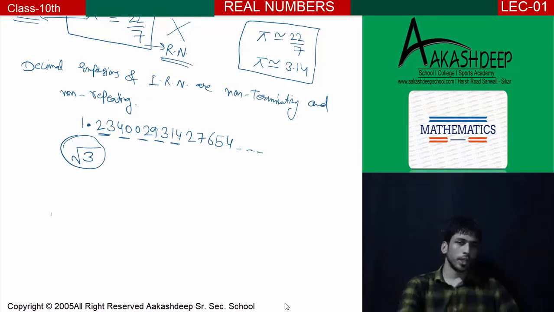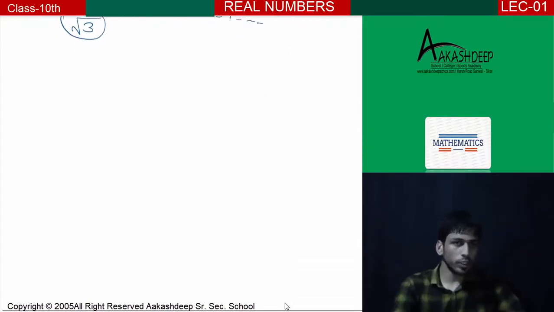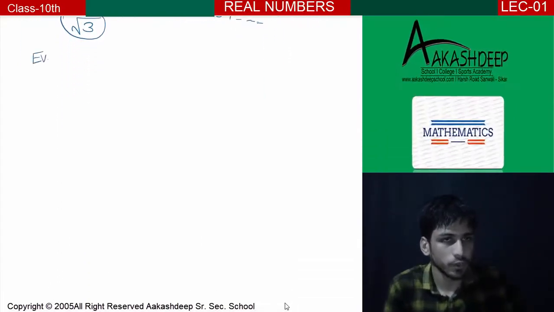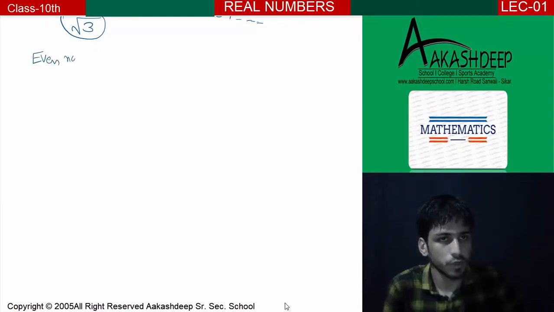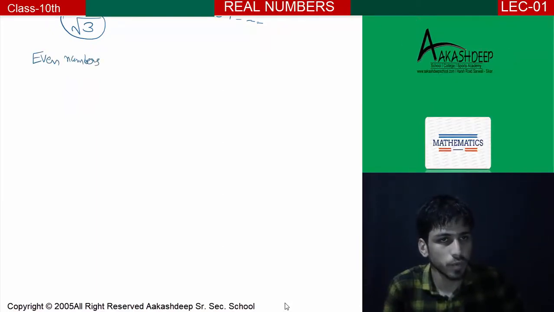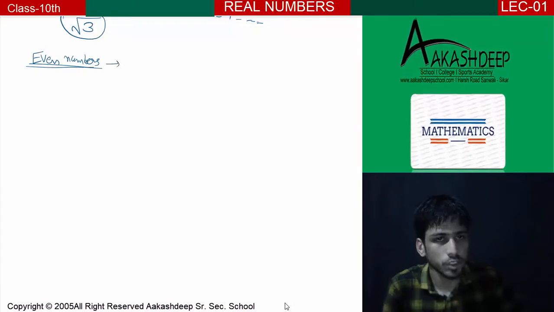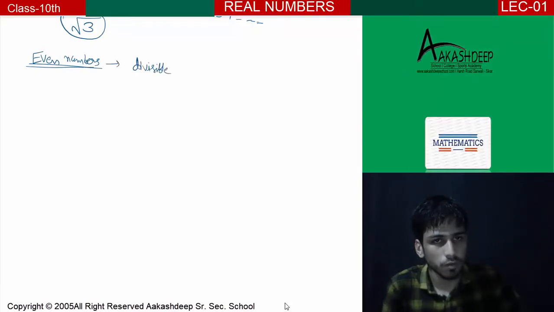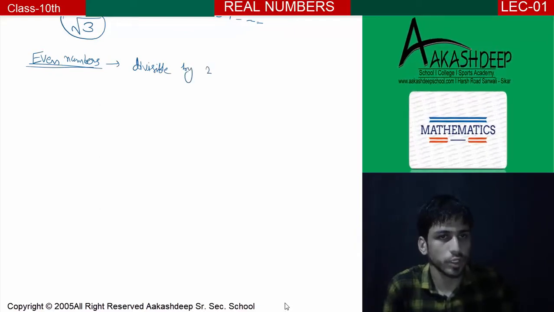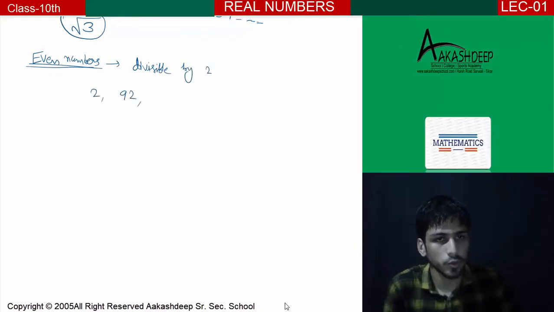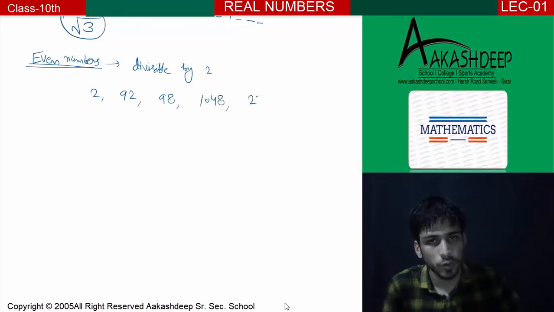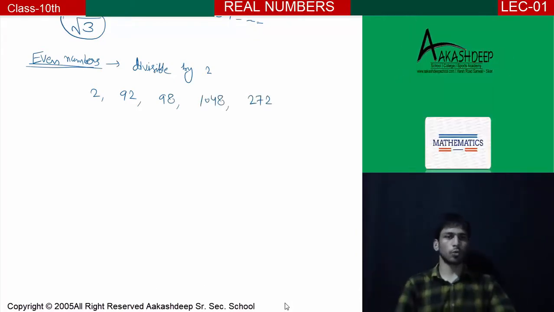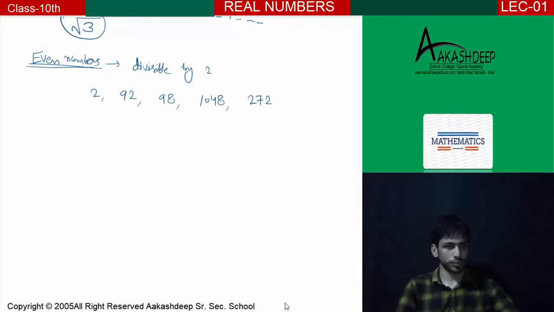Next we have even and odd numbers. Even numbers are those numbers which are divisible by 2. For example, 2, 92, 98, 1048, 272, all are examples of even numbers.